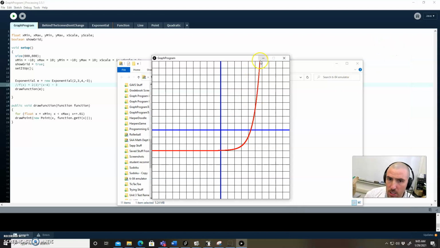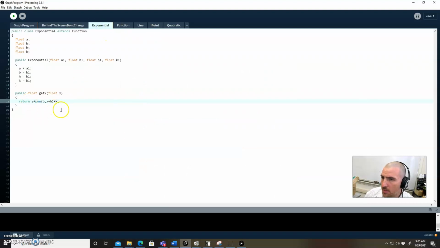So yeah, I think the exponential works. And it wasn't too bad, right? We just had to do this getY method. Next, we're going to do like a trig function, maybe, and it's going to look similar to that because we've got these coefficients that make some sinusoid function. So it's going to be similar to that.